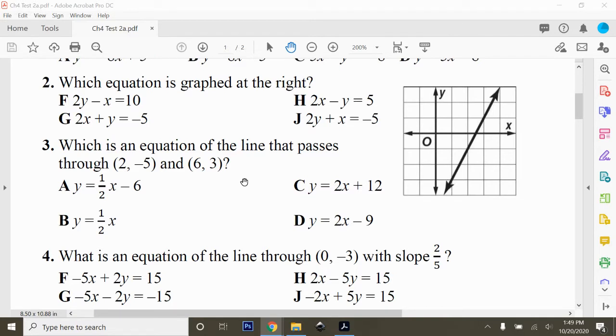Number two, which equation is graphed at the right? F, 2y minus x equals 10. G, 2x plus y equals negative 5. H, 2x minus y equals 5. Or J, 2y plus x equals negative 5.